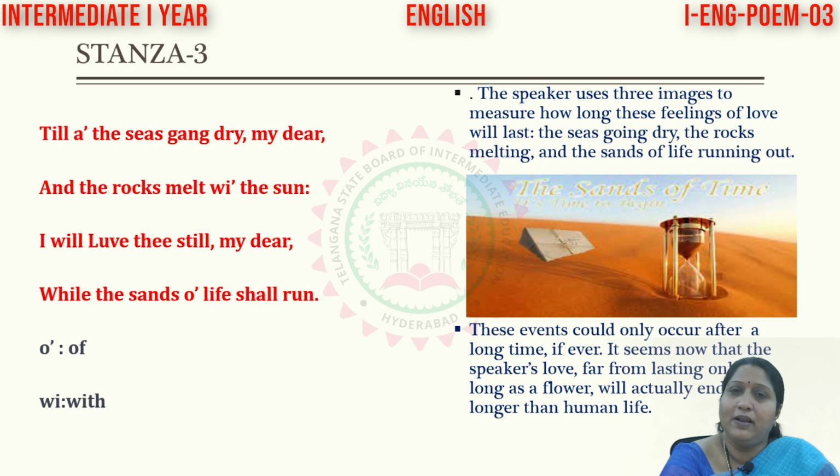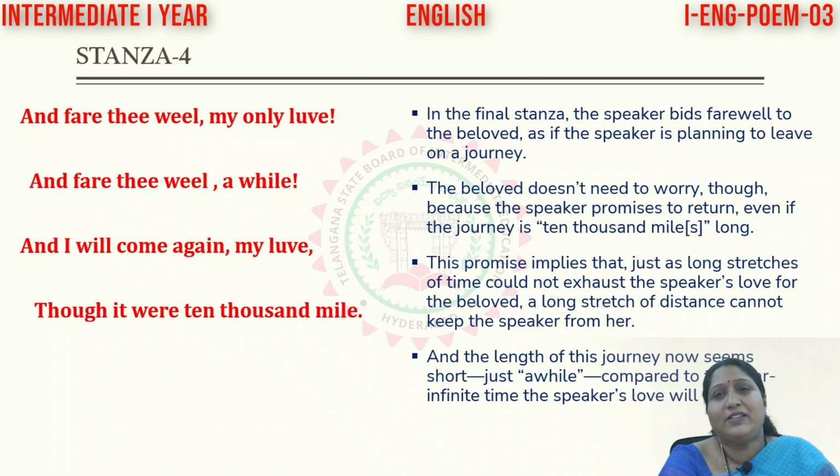So is it possible for the sun to melt the rock? It is almost near to impossible, or it may take a very long time. So this shows that the poet's love is eternal. It is everlasting. And he makes one more comparison, and that is the sands of time. That is, time may fade away, time may go on, but my love for you will never fade away. So dear children, again take a look at the words given here. O, which is a Scottish dialect for of, and wi, which means with. So let's move on to stanza 4.